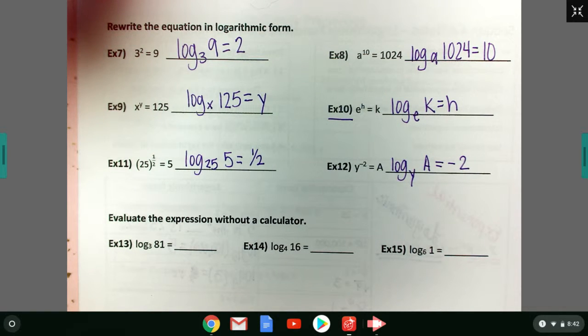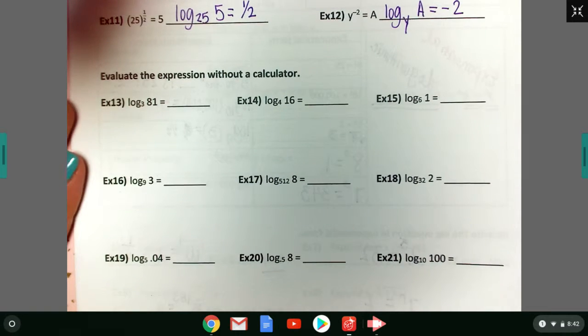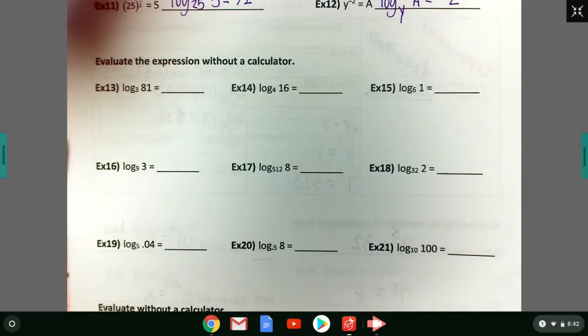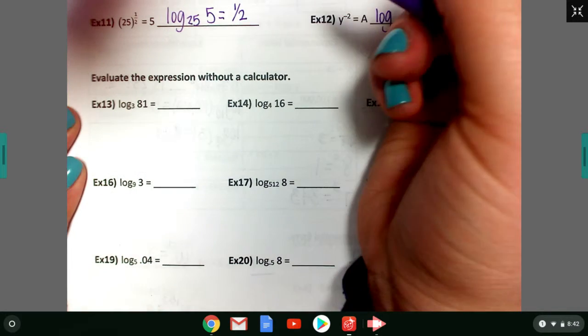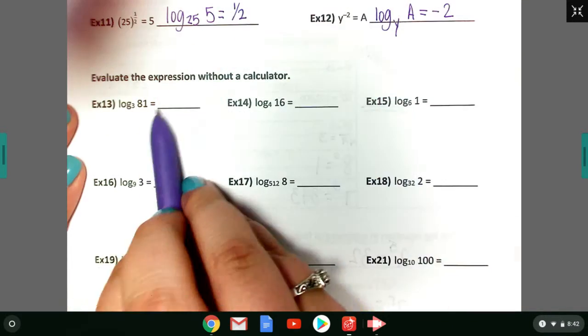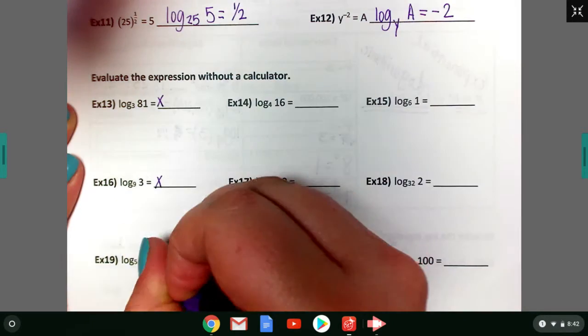All right, last bit here. It says evaluate the expression without a calculator. So we've got quite a few of these to do. They look pretty sketchy right now, but when we put them into exponential form, then they'll be okay. So let's do 9 more of these in exponential form. First, we're just going to switch it like that. All of these are filled in, so that's what we're solving for. Let's make them the x's.